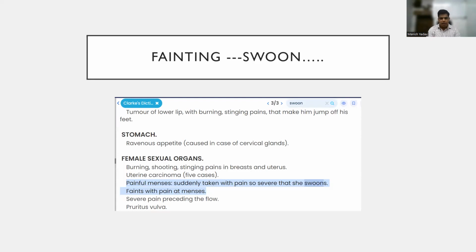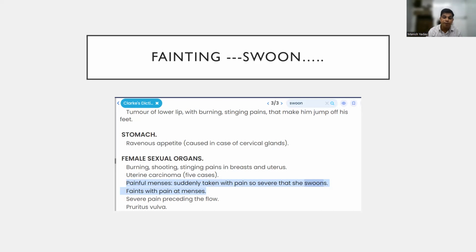Female organs, let's come to that. The symptom of fainting. Painful menses suddenly taken with pain so severe that she swoons. Swoons means fainting. Faints with pain at menses. Now, so many patients, we get female patients who have dysmenorrhea. Painful menses. They will take a holiday, they will sit, they will take rest. There is so much pain, they will take medication. But it is very rare to find patients where pain comes and they faint. This is the characteristic symptom of Lapis alba.